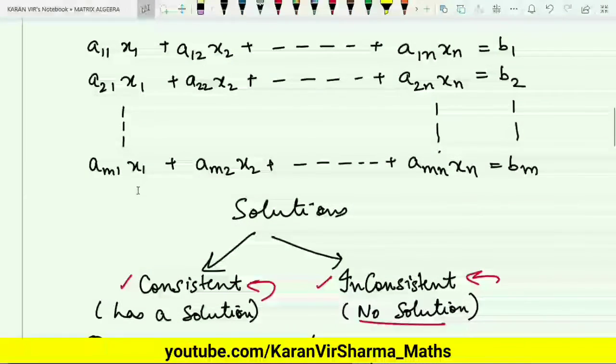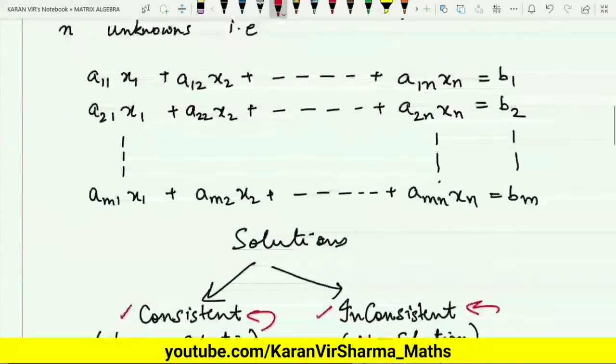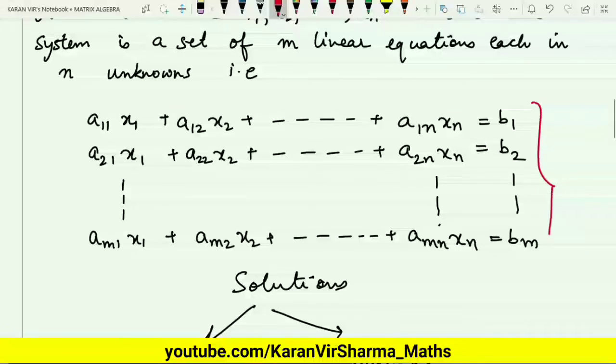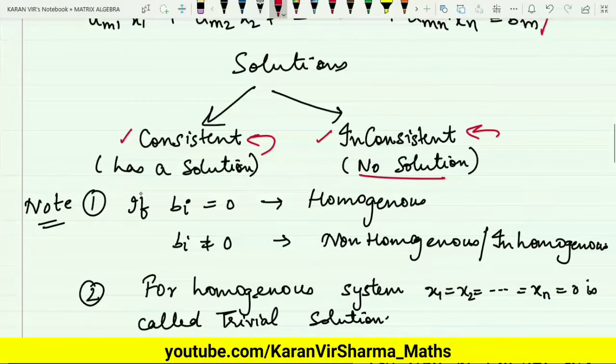Now a few important remarks. The first is if the bi's are 0. If this is our system of linear equations and all the bi's are 0, it means b1 is 0, b2 is 0 and so on to bn is 0. Such a system is known as homogeneous. And if the bi's are non-zero, we call it inhomogeneous or non-homogeneous.